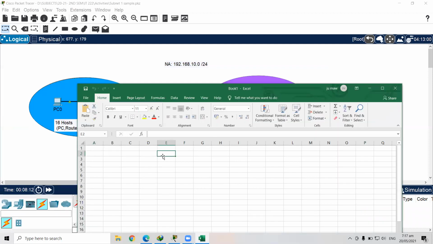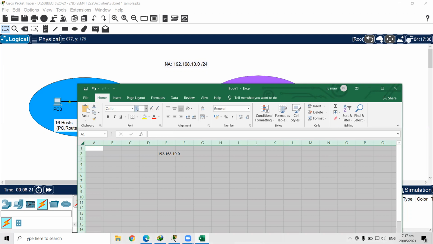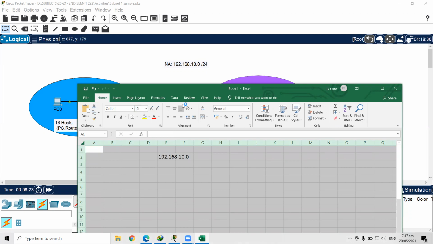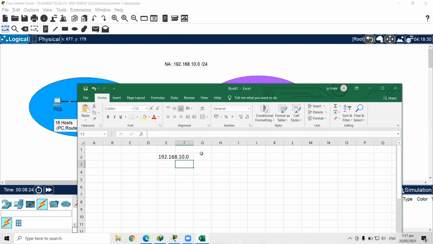Okay, so we have 192.168.10.0. Ito yung network address. Ang binigay na subnet mask is /24.